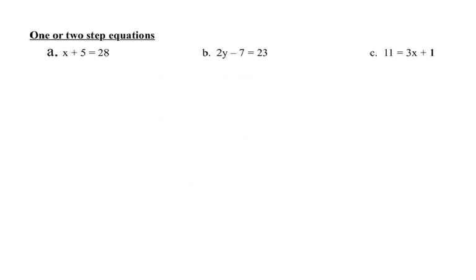The idea behind these equations is that we are going to be trying to isolate our variable. In the first case, that variable that we want by itself is x. So what we're going to do is we see we've got a positive 5 sitting there, plus 5, and we need to undo it. We're going to subtract 5 from both sides of the equal sign. On the left, that will cancel, and x will equal 23.